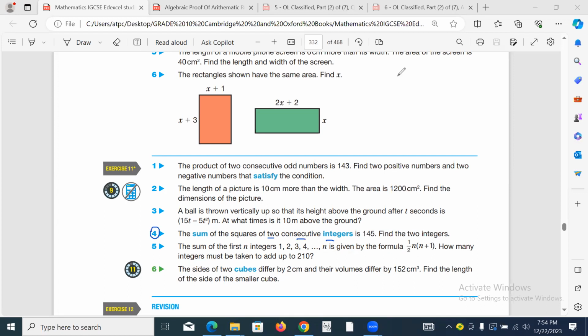These are 1, 2, 3. These all are integers. It can be positive also. So for example, if you say x and x plus 1, we have integers represented in general. If you say x is 1, then x plus 1 means 2. So 1 and 2 both are integers.